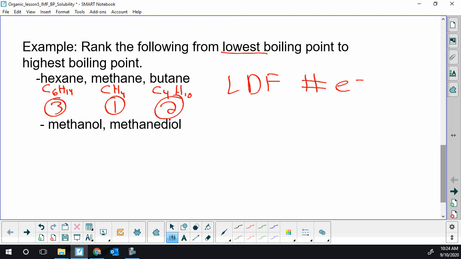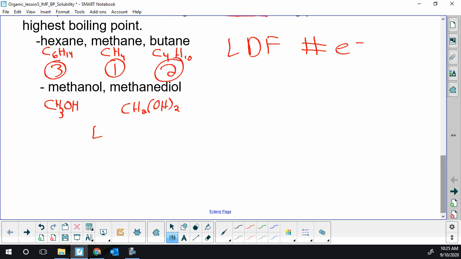Methanol, we're going to have a lot more forces now. We've got one carbon with an OH, ends up being CH3OH, versus methane diol, and it's got two OHs in it. So if we think of our forces, we're going to kind of have to figure which one has the most forces.